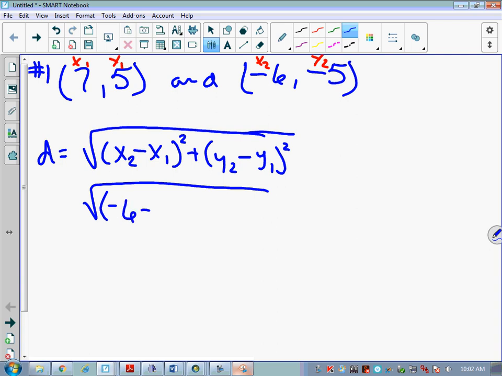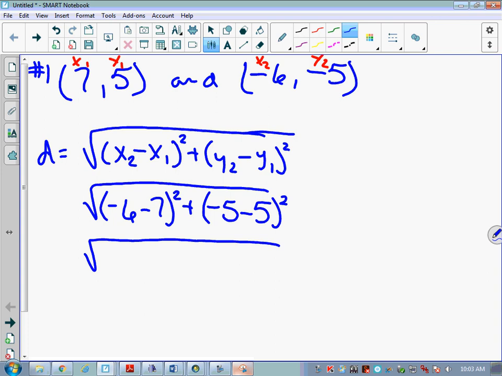-6 minus x1, which is 7 squared plus, what's y2? -5 minus what? 5 squared, okay? I'm going to keep going through here. What's -6 minus 7? -6 minus 7. Negative what? 13. -13. -13. We're going to leave that inside a set of parentheses with the squared out here, okay? What's -5 minus 5? -10 squared, okay?